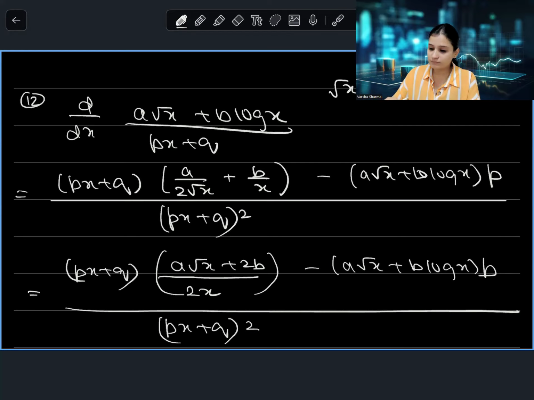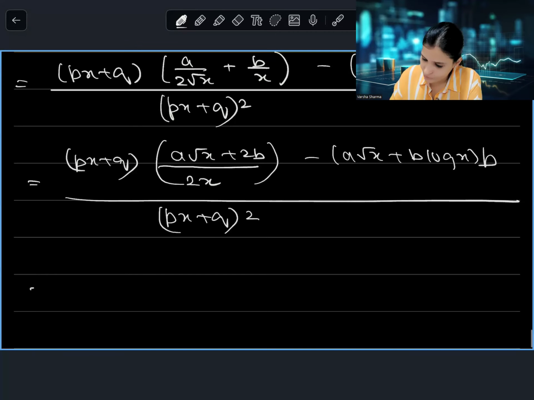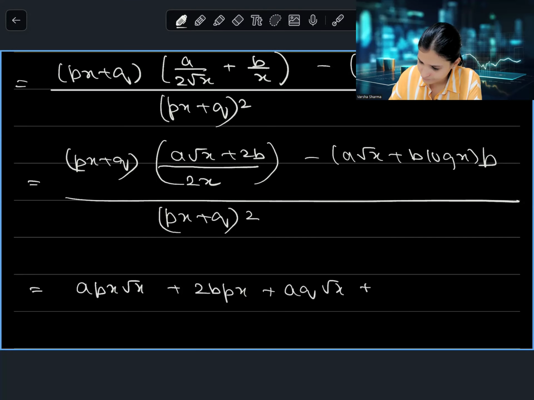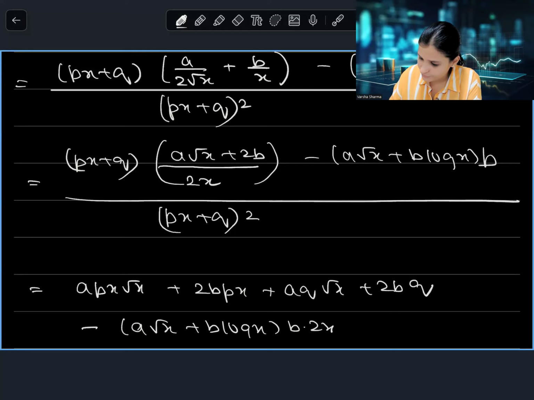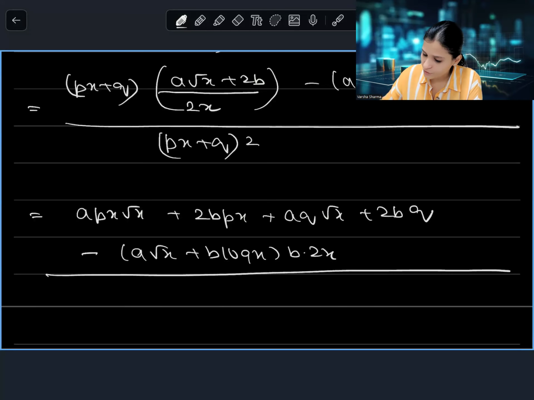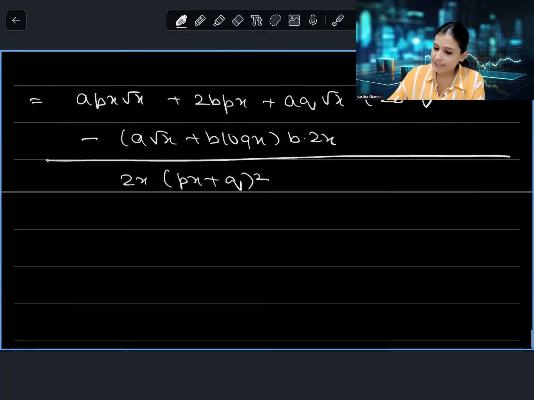Yes, ma'am. Taking LCM again and opening up the bracket simultaneously. Minus (a root x plus b) log x, b into 2x. 2x goes below. Opening up the second bracket.